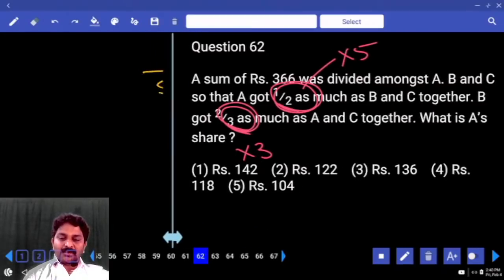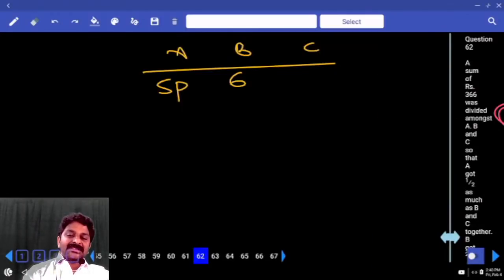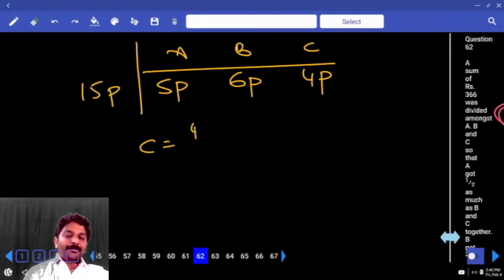Now the second ratio. What is the second ratio? 2 by 3 into 3. How much is that? 6, the numerator 6 belongs to B. So B is 6 parts. All together is equal to 15 parts. Out of that we already have 11. The remaining 4 parts go to C. So if your question is about C, C is getting 4 parts out of 15 among 366.